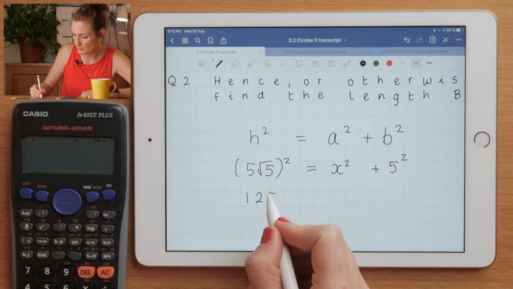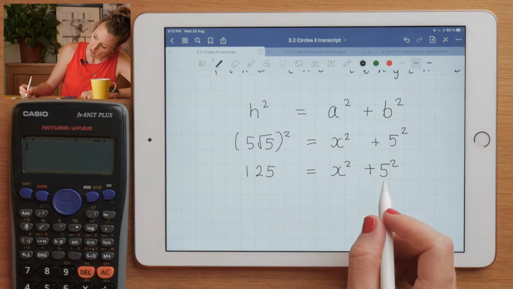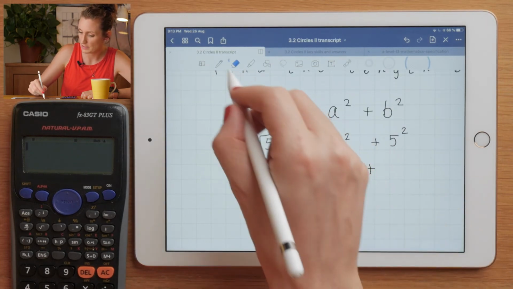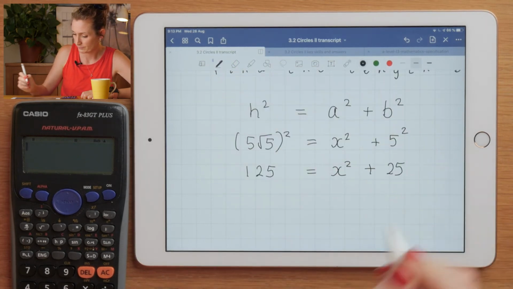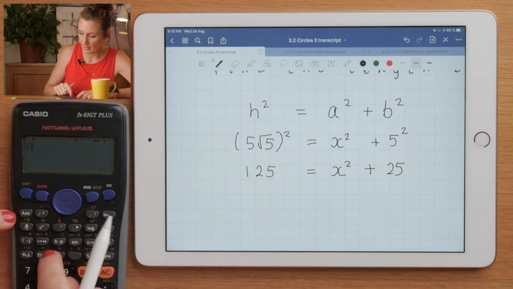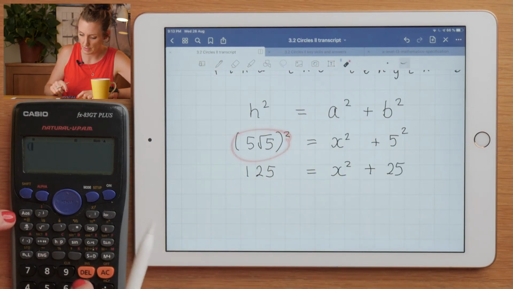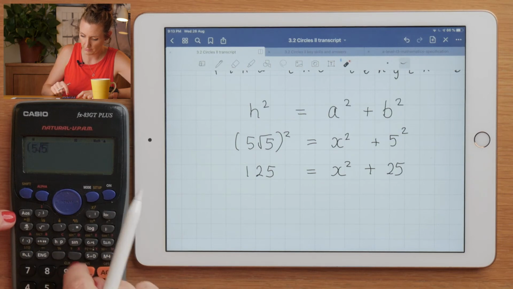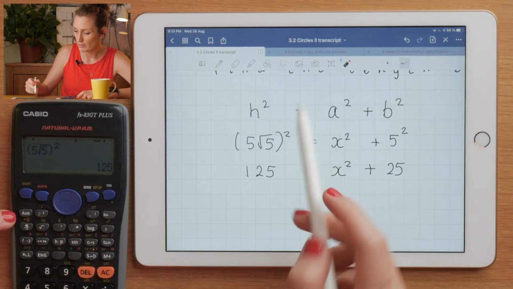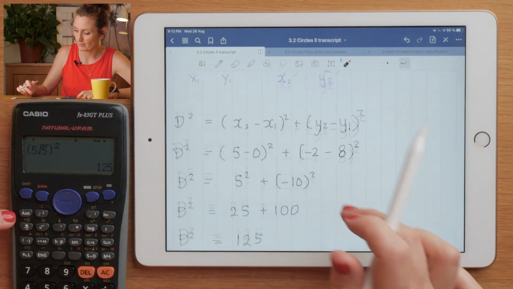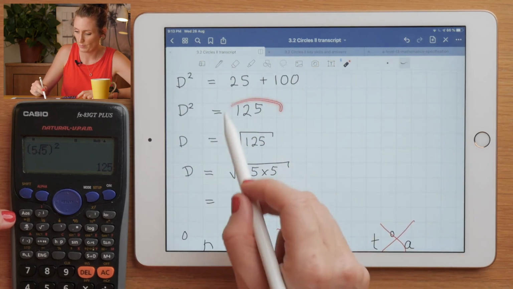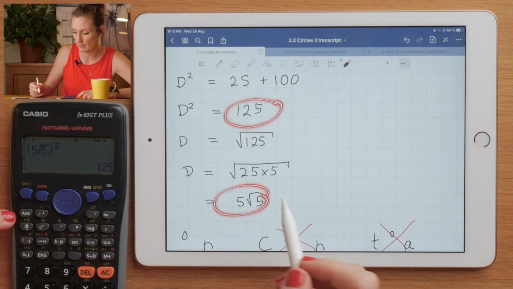So this is going to be 125. And 5 squared, actually we can work that out already, is going to be 25. And again, if you didn't want to do this in your head, you could just type it into your calculator, 5 square root 5. We already saw this the other way around on the previous question. So we went from d squared 125 to d by taking the square root.